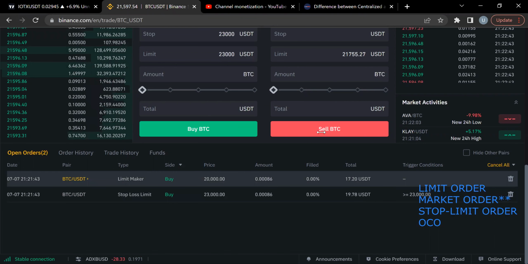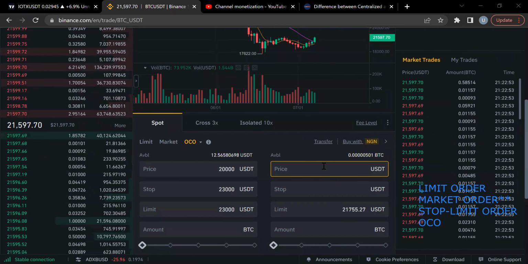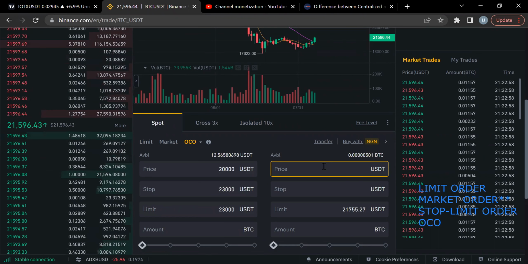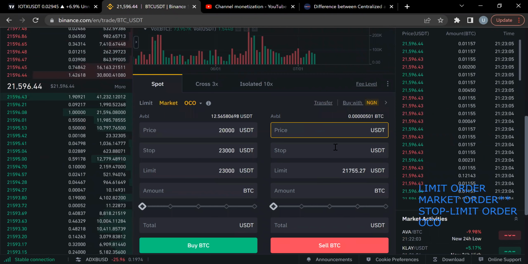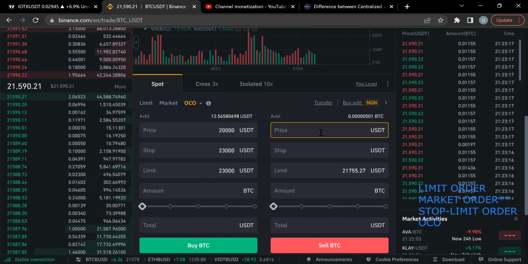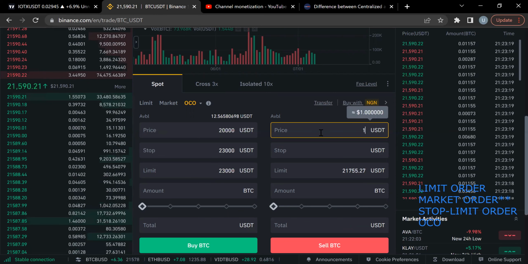Now for sell, it's just the opposite of the buy. Now, if you want to sell, let's say we have Bitcoin here. If you are using limit, that means you are selling above the current price. If you are using stop limit, that means you are trying to sell below the current price. So if the current price is 21,590, that means you want to sell at a higher price. Let's say you want to sell at 25,000. So this will be your first order.